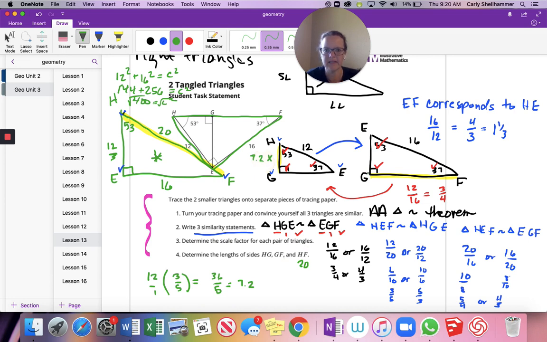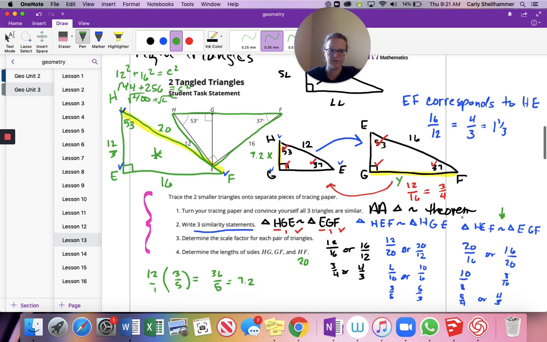And now we want HG, GF. So we want this one, let's call it Y. I need two triangles that have the given sides measured. And again, it's the big one and the medium one, because it's 20 and 16. And then the unknown side has to have a corresponding one that's already measured, so 16 and Y. So again, we're going smaller. So HEF and EGF is right here. That's my scale factor, and I want to use the going smaller scale factor, which is 4/5.